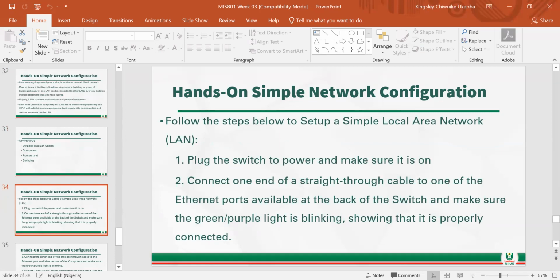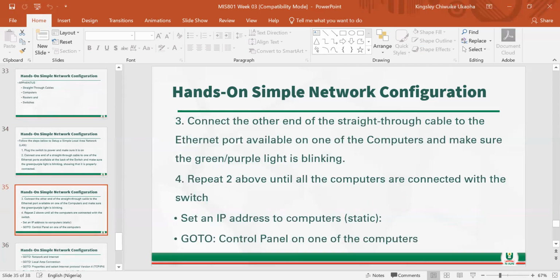So we are advised to follow the steps below to set up a simple local area network. Step number 1, plug the switch to power and make sure it is on. Step number 2, connect one end of a straight-through cable to one of the Ethernet ports available at the back of the switch and make sure the green or purple light is blinking, showing that it is properly connected.